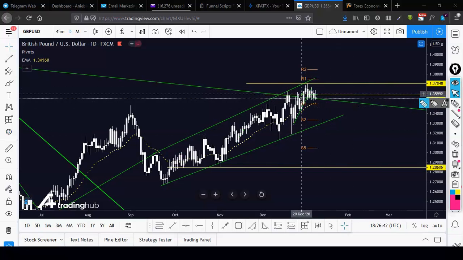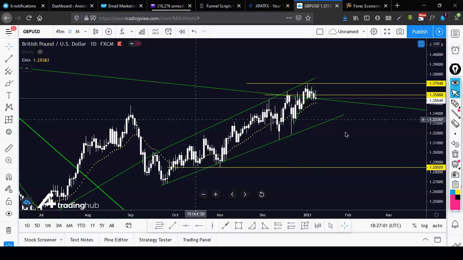So I've turned on my pivots. You see price is trading below PP already. PP is at the 1.3588 zone, and price is already trading below that PP. We want to sell. I'm bearish on pound dollar, so I'll turn this off. I'm bearish on pound dollar.